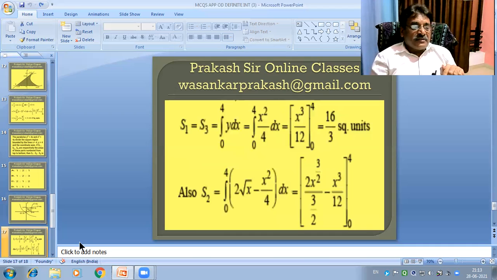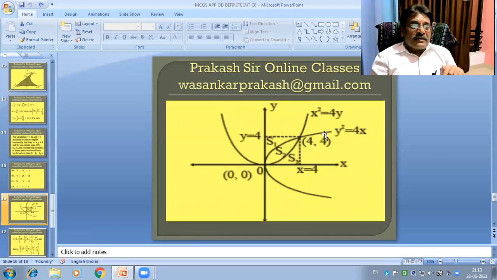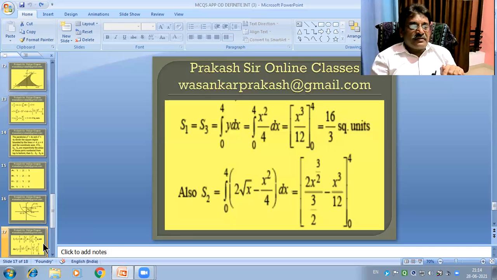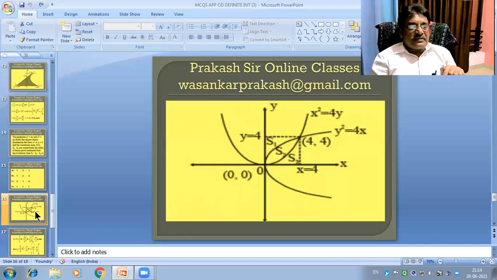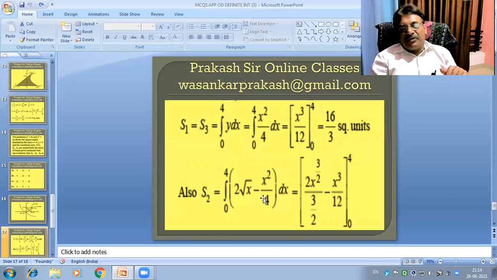So right here, S2 is equal to the integration from 0 to 4 of y of upper curve, that is y equals 2 root x, minus y of lower curve. The equation of this lower curve is x square equals 4y. From this we find y is x square by 4. So we write here x square by 4 into dx, and then we evaluate this.